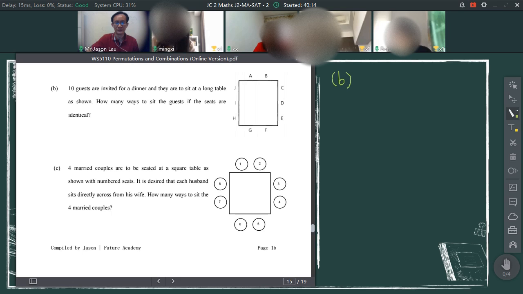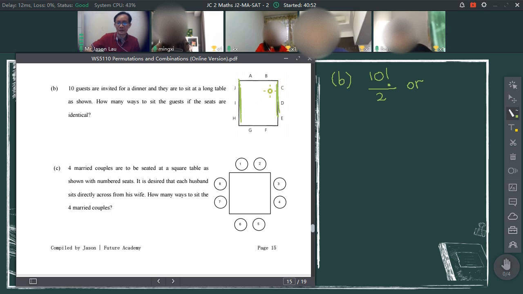Okay, hold on, I got this. The answer is 10 factorial over 2. Why is it 2? Because you see, you rotate this thing 2 times, 1 and 2, and you get back the same.